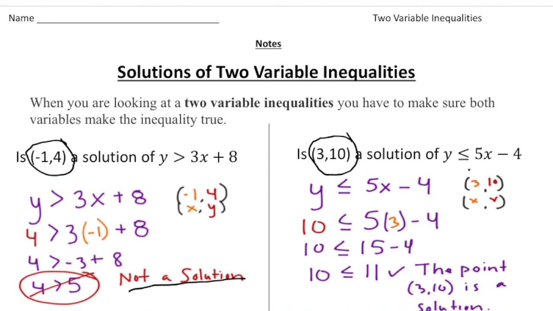The way to do it is you have to plug in the x and y values into the inequality, and if the statement is true, then you know that x and y value is a solution to the inequality. So why don't you pause the video and try the your turn problems now, and when you're done, hit play. You can see how you did. Good luck.